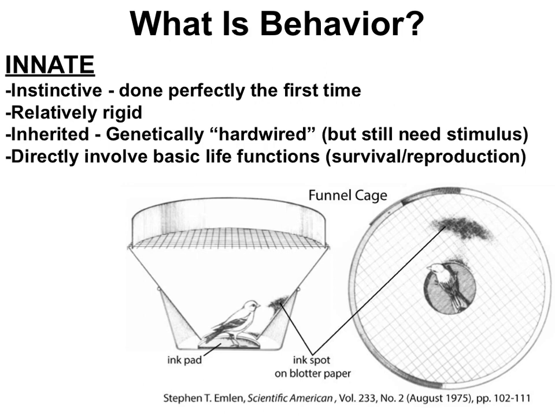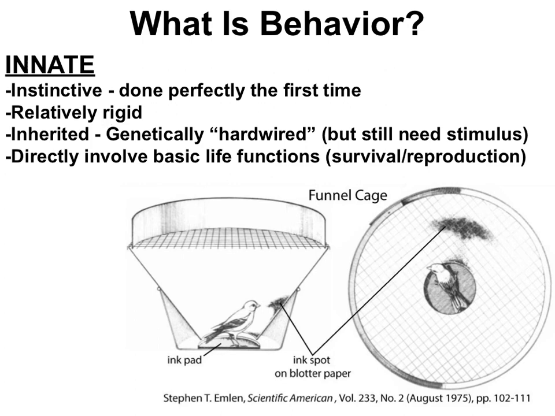One broad classification of behavior is innate behavior. Innate behaviors are instinctive, meaning that the organism knows how to do the behavior without having to learn the behavior. The behavior is done correctly the first time the organism encounters the stimulus, and the behavior is usually done exactly the same every time. In other words, innate behaviors are pretty rigid and unchanging.